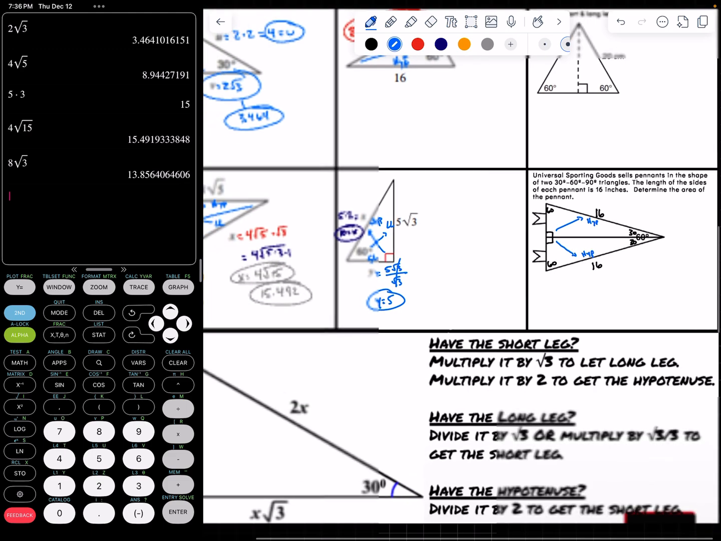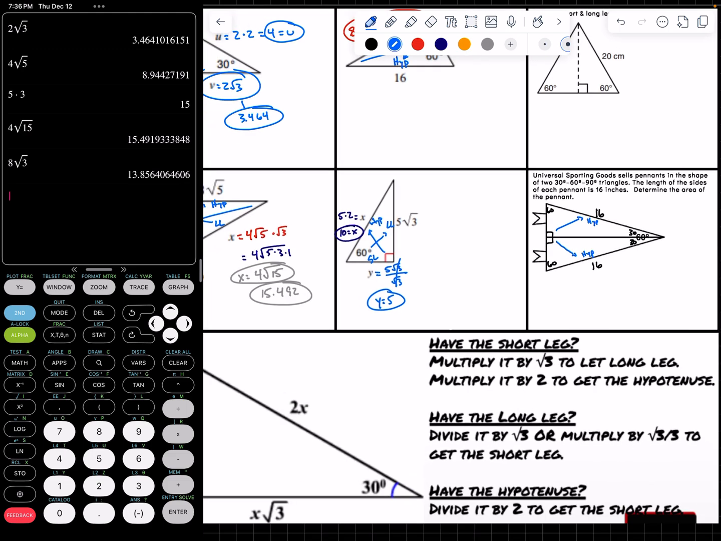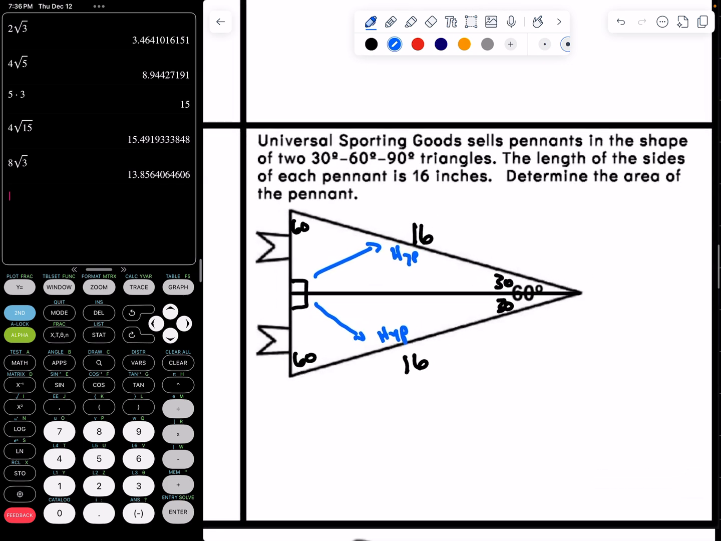And when I have my hypotenuse, I use my rule. It says divide by 2 to get my short leg. My short leg will be over here. 16 divided by 2 is going to be 8 and 8. And then to find my long leg, I'm going to take 8 and multiply it by root 3, and that's going to cover my long leg for both of these.